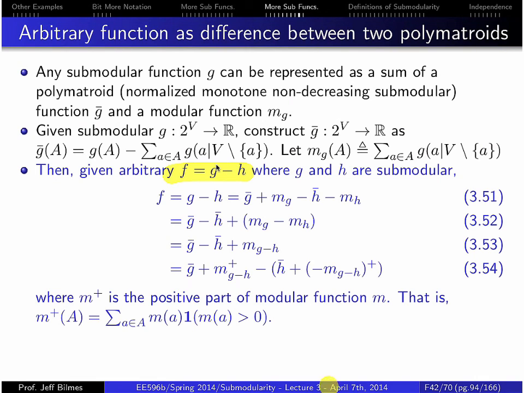So the way we do this is we first find our decomposition in terms of the difference between two submodular functions. Then each one of these submodular functions is decomposed in terms of its strictly submodular or polymatroidal part and its modular part. Then we combine it as the difference between two polymatroid functions, and we've got this modular stuff. We combine it into one modular function. We subtract the two modular functions with respect to each other. And then we take the positive part of m of g minus h and stick it in with g bar.